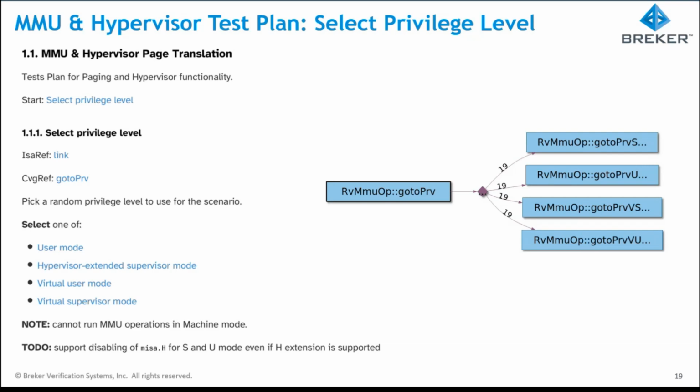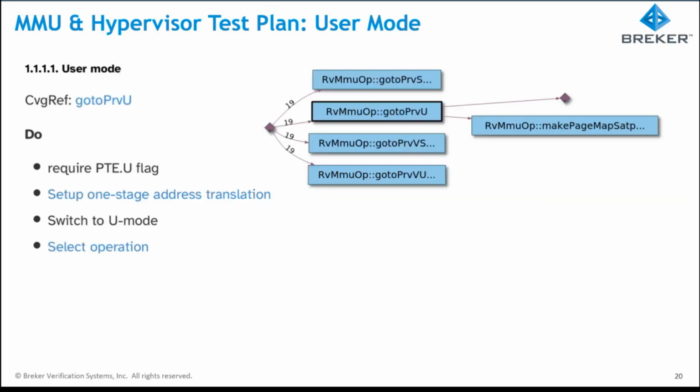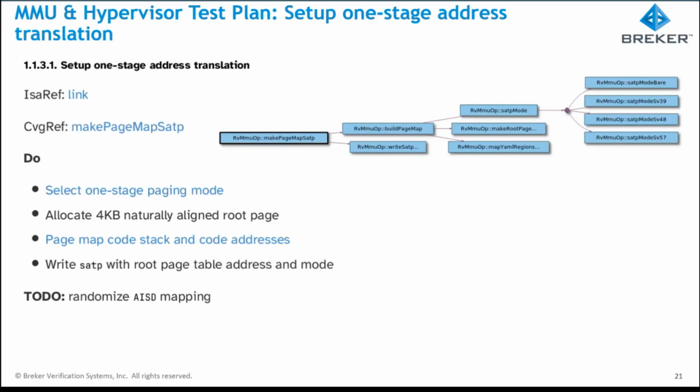Here, what we'll do is select first the user privilege mode. You have a graph type nomenclature here where you can make a decision. That's that little purple box, and then these blue boxes, which are actual operations. We're going to go to the privilege user mode. Then we're going to set up the one-stage address translation, set the right flags to do that, and select an operation within that.